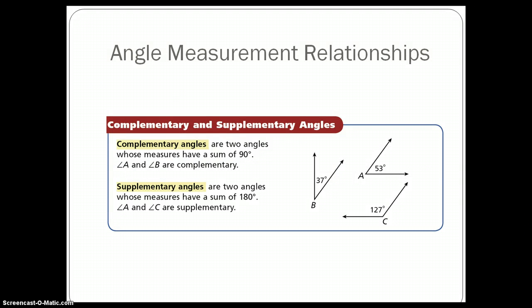Let's look at relationships in measurement. A complementary set of angles are two angles whose measures have a sum of 90 degrees. In other words, they add up to being 90 degrees. Supplementary angles are two angles whose measures have a sum of 180 degrees. Many adjacent angles are complementary angles. All linear pairs are supplementary angles.